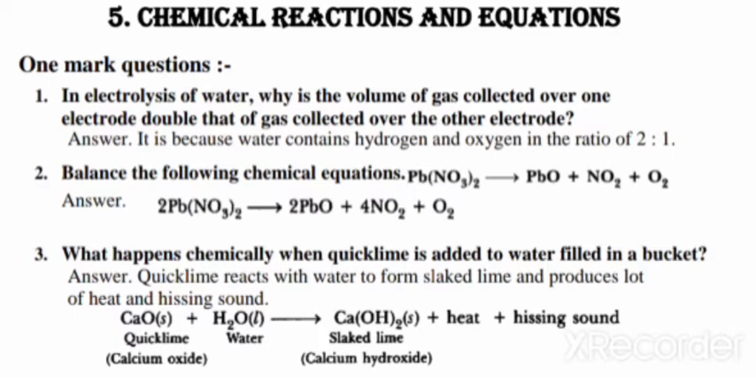Okay, and balance the following chemical equation. You have to balance it. Okay, here RHS equal to LHS, lead nitrate. It undergoes reaction to give lead oxide, nitric oxide plus oxygen. Okay, calcium oxide reacts with water, calcium hydroxide is formed.